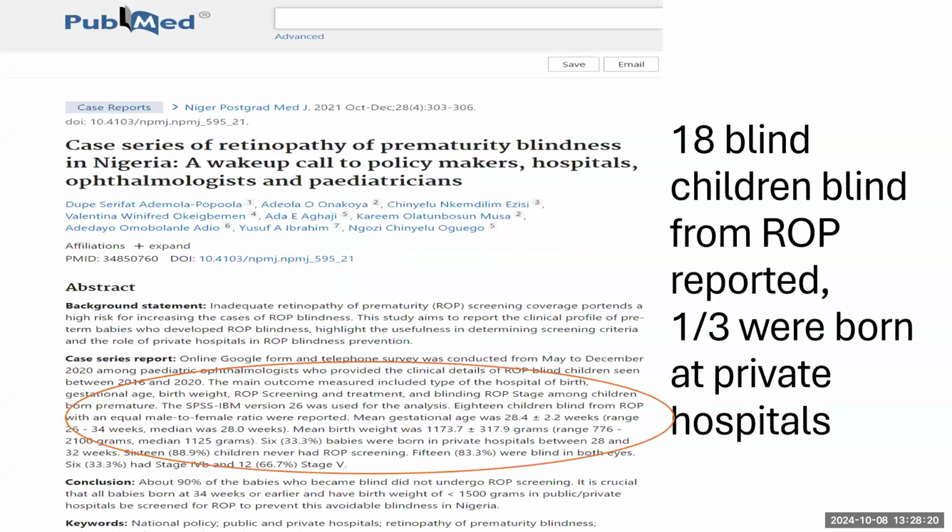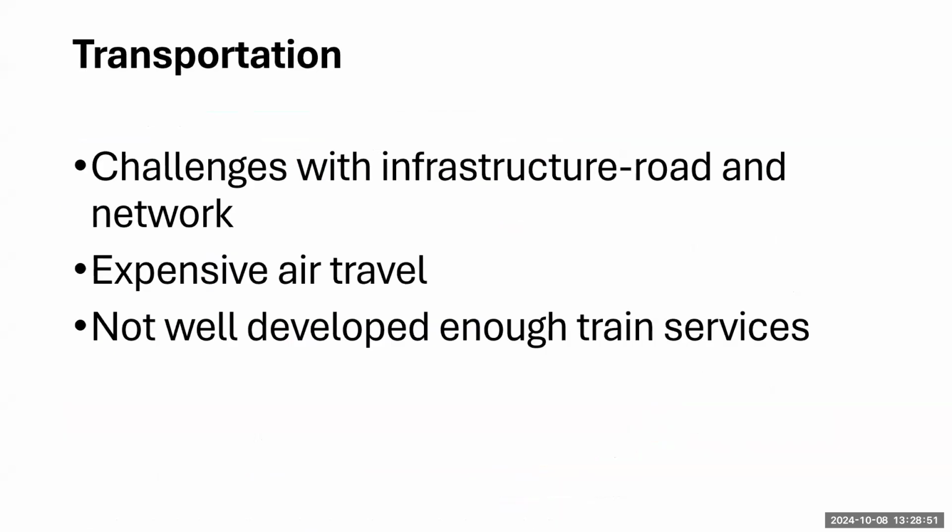Next slide shows us the study about babies who had become blind, 18 of them that had become blind from ROP. And we were surprised to see that 33% of these babies were born and nursed at private institutions. And that informed the implementation of institutional advocacy, ensuring that they're able to put screening into practice. If you're going to take care of the baby, ROP screening must be part of it.